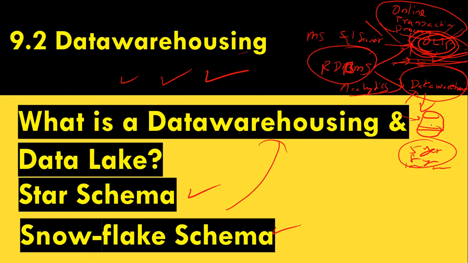So before we load the data into the data warehouse, we clean the data, and then we categorize and store the data in the fact table. We have something called fact tables, dimension tables, and so on.